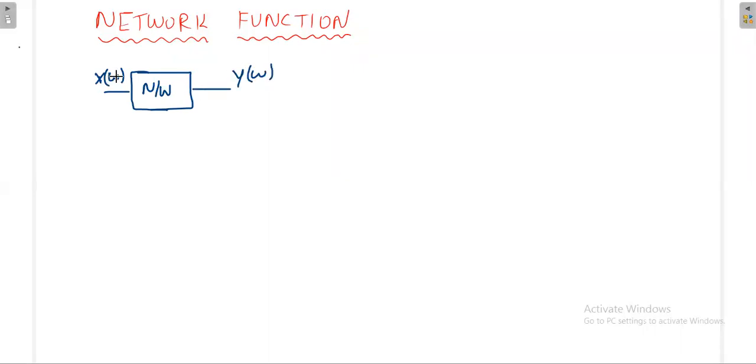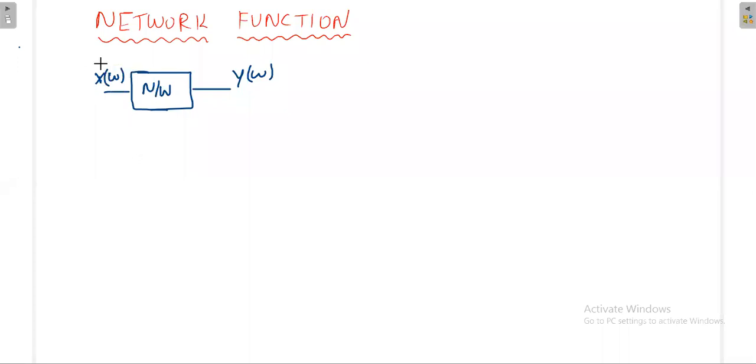Here the assumption is that the input has some frequency, and that frequency is variable. If you vary your input signal frequency, then what is your output signal? So again, this network function depends on the frequency, because sometimes it may allow some frequency and sometimes it may not allow some frequency. Based on that we have the filter characteristics.